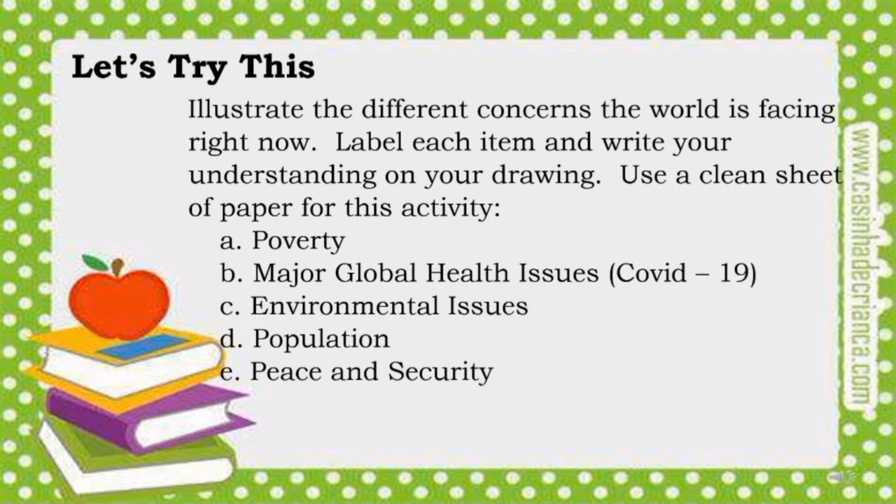For your first activity, which is the Let's Try This, you are going to illustrate the different concerns the world is facing right now. Label each item and write your understanding on your drawing. Use a clean sheet of paper for this activity. A. Poverty. B. Major global health issues, COVID-19. C. Environmental issues. D. Population. E. Peace and security.